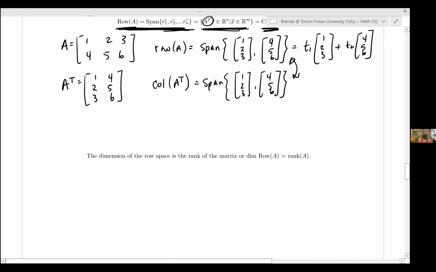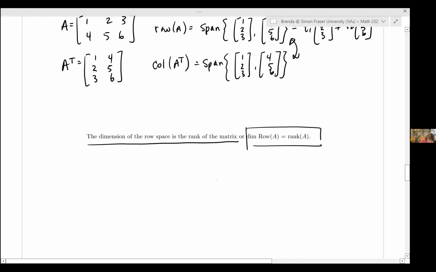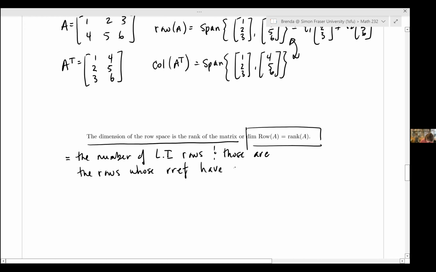Okay, the dimension of the row space is the rank of the matrix. So that's stated here. The dimension of this row space is the rank of A. It's equal to the number of linearly independent rows, and those are the rows whose row reduced echelon form have a leading one. Okay, let's take a look.